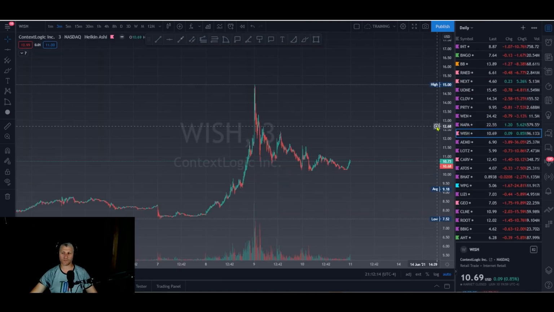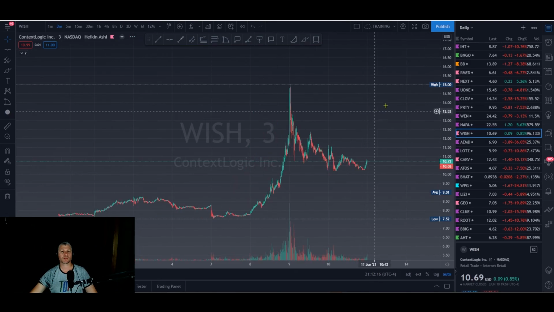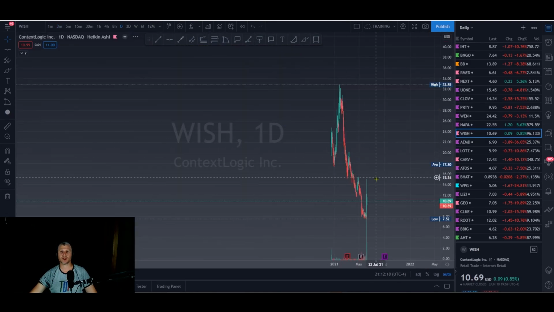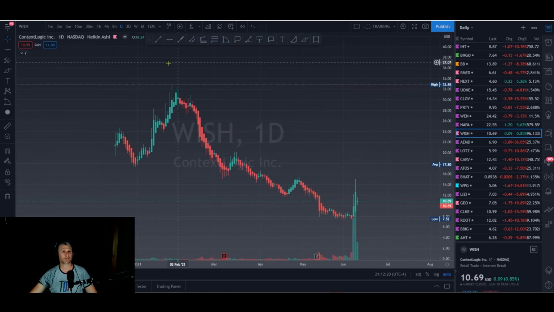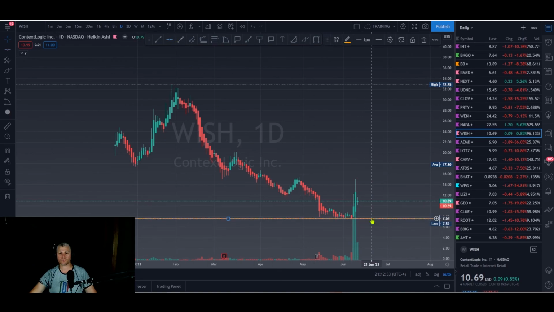I think we'll end the night with Wish. So you can see a huge flag. So Wish started off on the 16th of December 2020. Now, when you get ones like this that don't have a lot of data, you just use a smaller time frame. Let's start here.